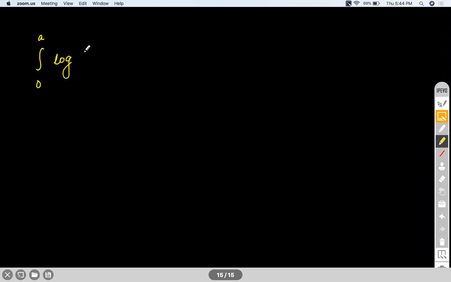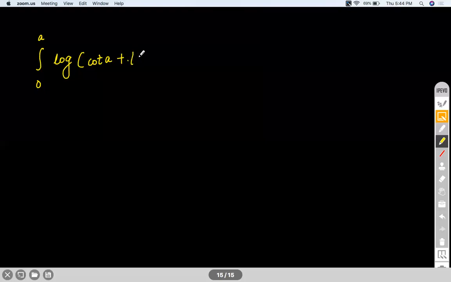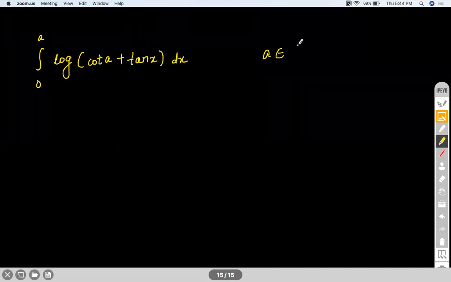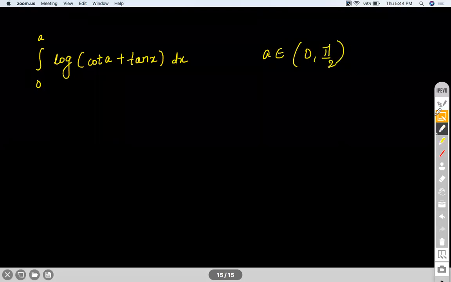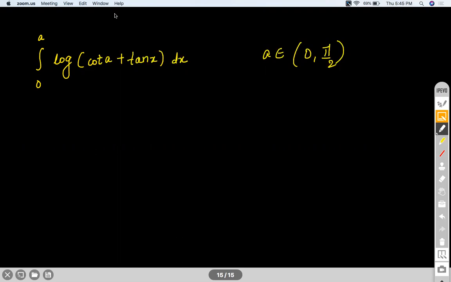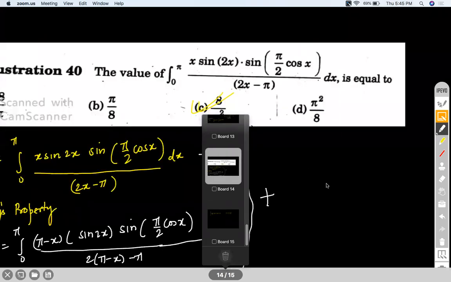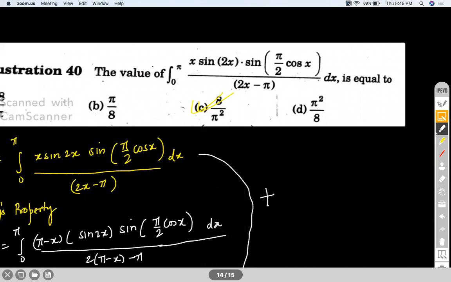Integrate log of cot A plus tan x from 0 to A. A belongs to the interval 0 to pi by 2. So what was the previous answer? Eight by pi square. Option C. Yes, sir. Okay. Thank you, sir.